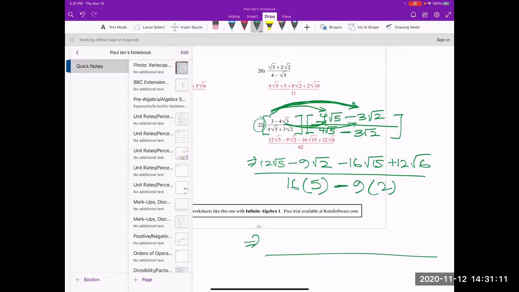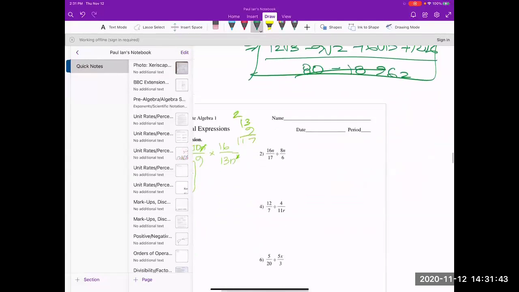And then now you simplify, right? Yeah. Okay. 16 times 5 is 80. Let's see. 80 minus 18. So that looks right. 62. Okay. And the top, I think we're already good up top. Yeah. So this actually simplifies as what we already have, which is 62 root 2 minus 16 root 15 plus 12 root 6, which is good. All right, let's move on.